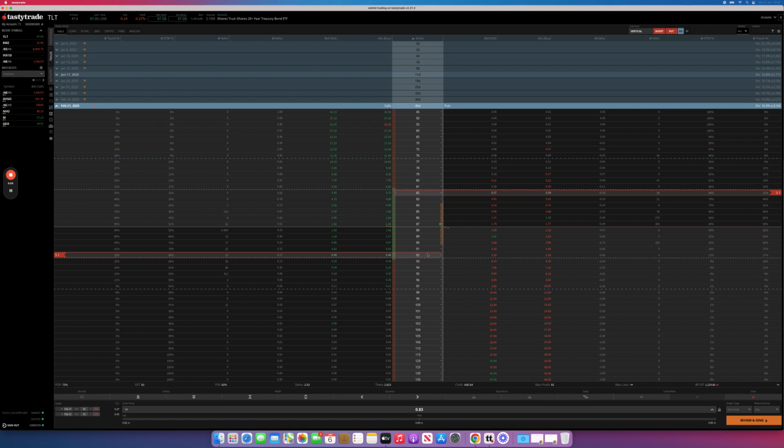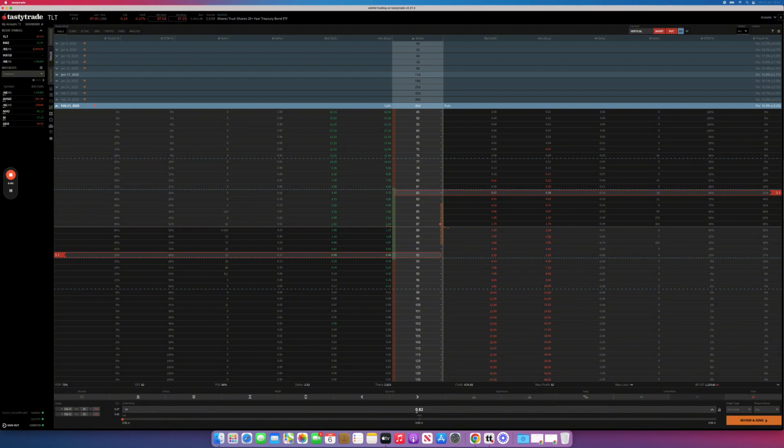And now, what is the actual premium that we can collect? How much money can we make off this position? Well, if we look in the bottom middle here, it says 83 cents. Now, this is the premium that we would collect per share. Each contract controls 100 shares of the underlying, so you'd multiply that out by 100, and we get our max profit here of $83.